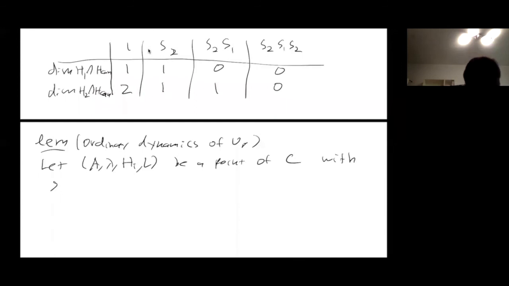So what does the lemma say? So let's take a point (A, λ, H_I^L) be a, say, classical point of this Hecke correspondence C with good ordinary reduction.